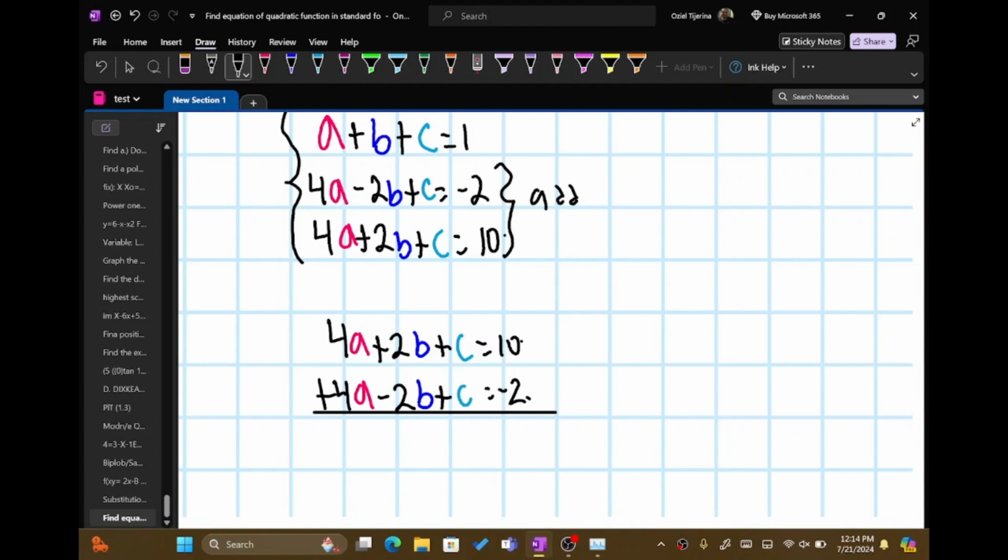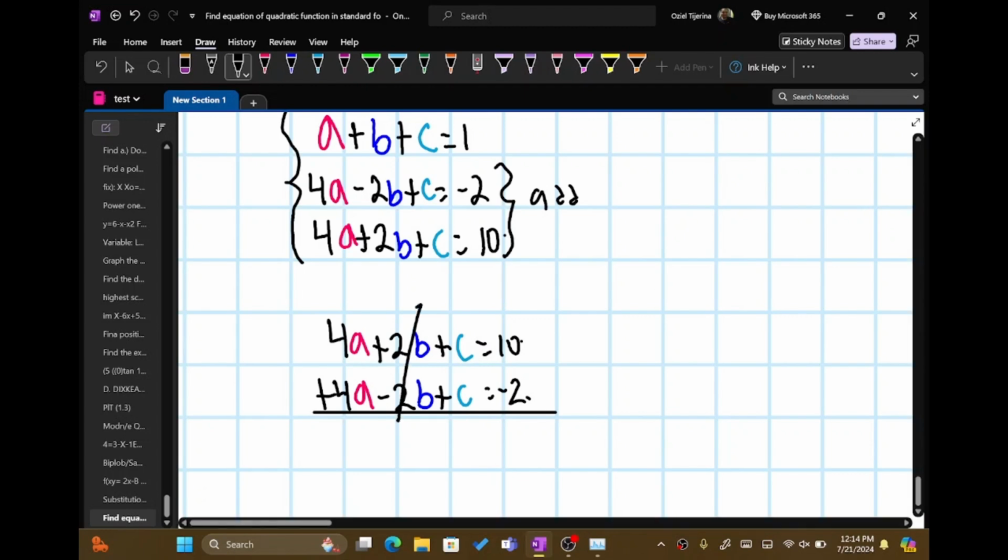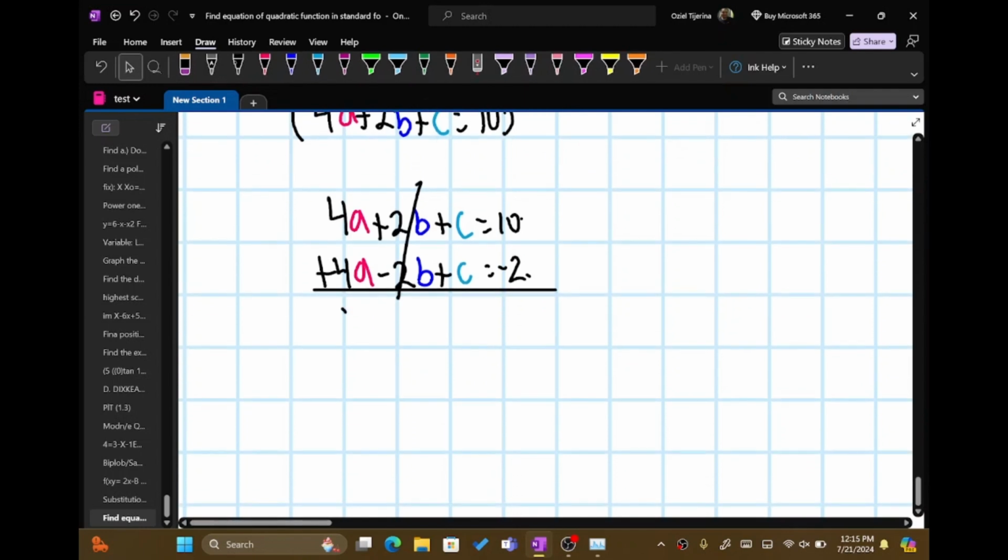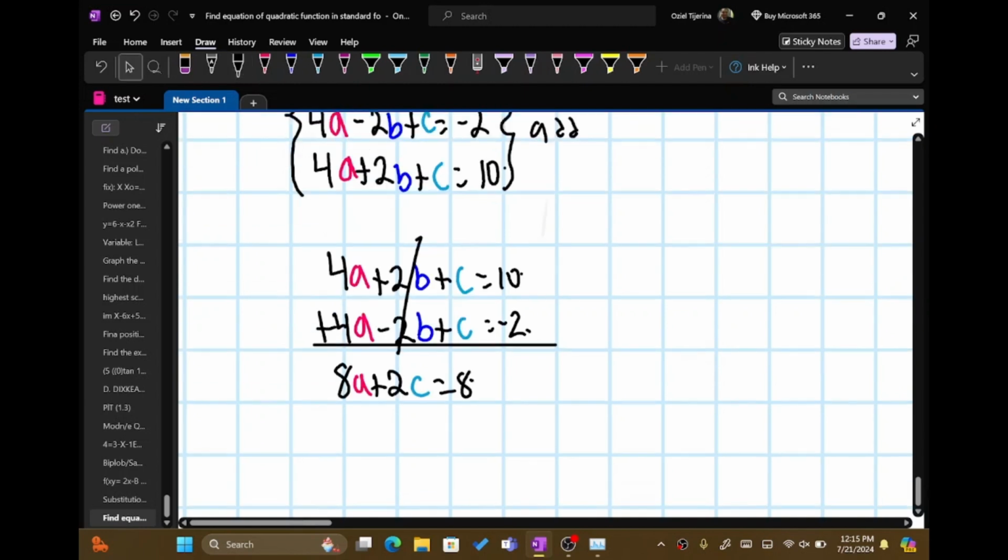So let's go ahead and eliminate. We can clearly see the b value eliminates. We get 8a plus 2c is equal to 8. So 10 minus 2 is 8.